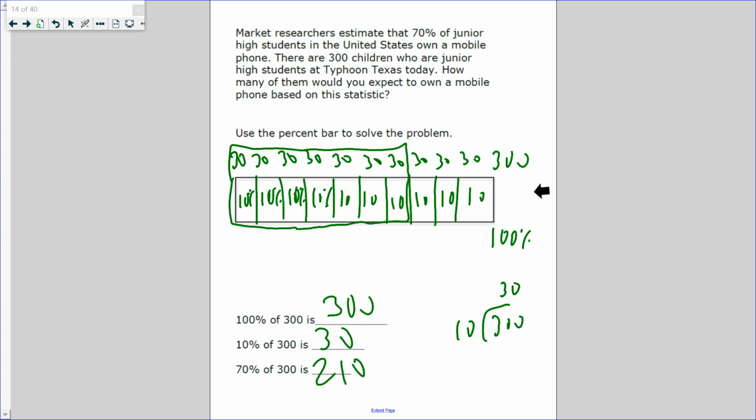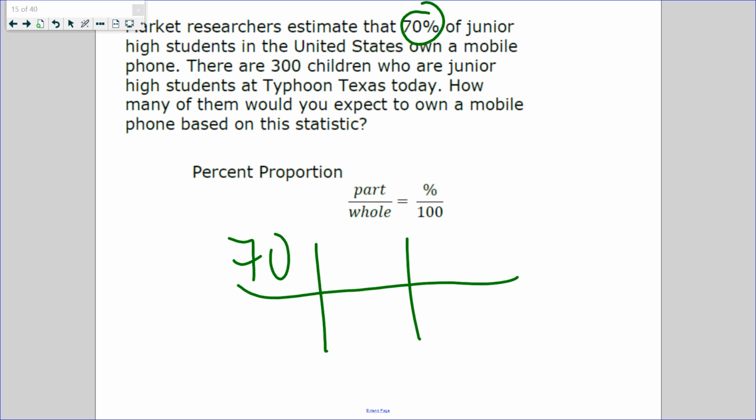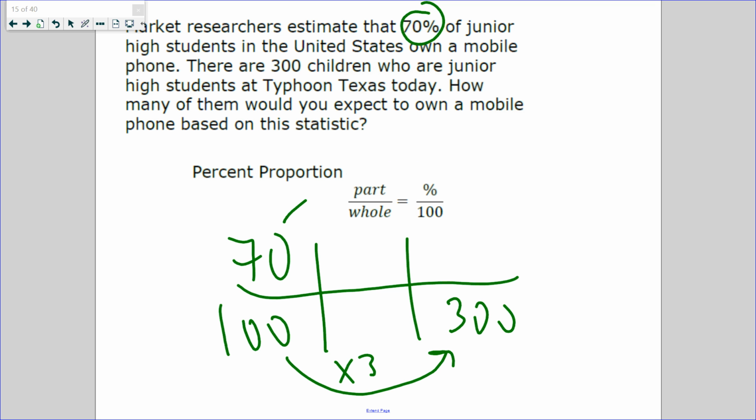We use a table. Maybe you prefer something called a ratio table, called part whole percent over 100. So how many of the students are junior high students? 70%. How would you write 70% as a fraction? 70 out of 100. 300 represent the whole. That's everybody who was at the park. What is the relationship between 100 to 300? Times 3, times 3, 210 is the answer.